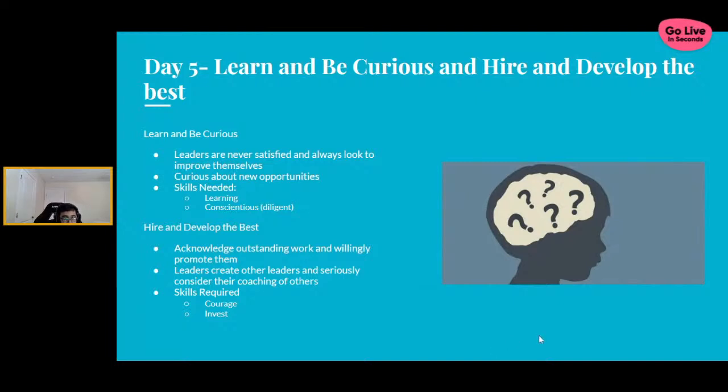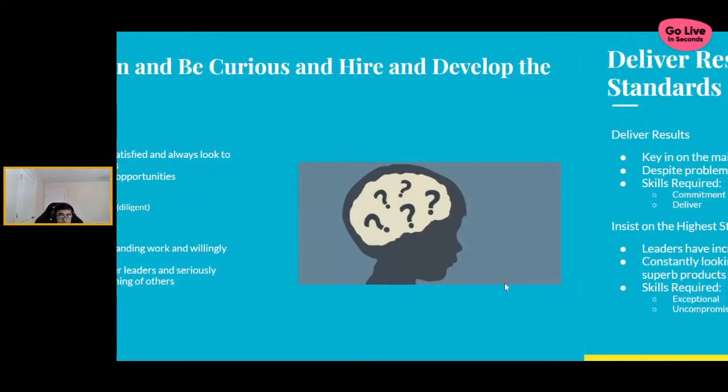Hire and develop the best just shows acknowledging outstanding work and willingly promoting the people who show outstanding work. This is where leaders create other leaders and seriously consider their coaching of others. The skills required for this are the ability to have courage and invest.